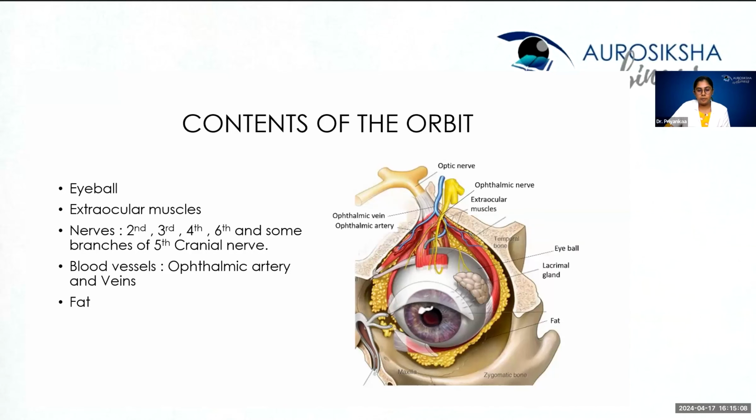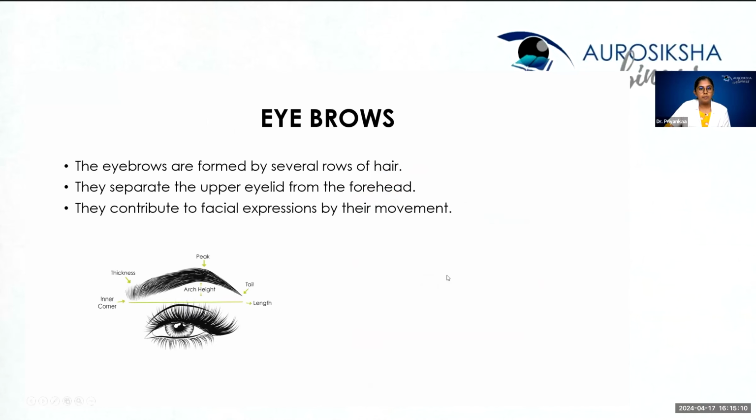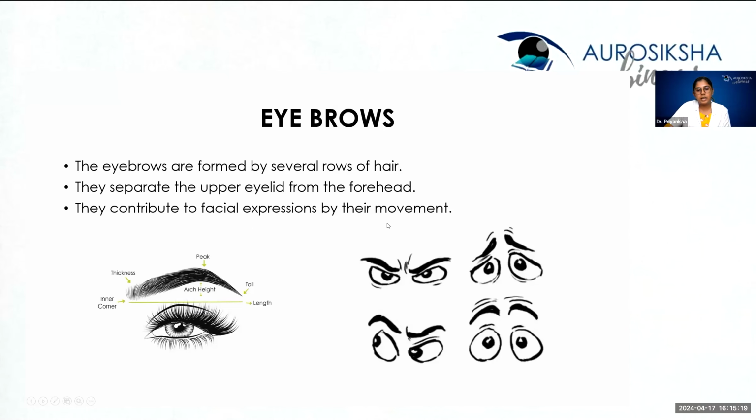Moving on to our next topic, the eyebrows. Eyebrows are formed by several rows of hair. They separate the upper eyelid from the forehead. They contribute to facial expressions by their movement.